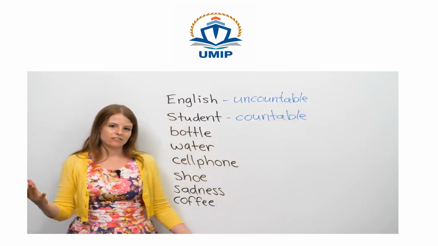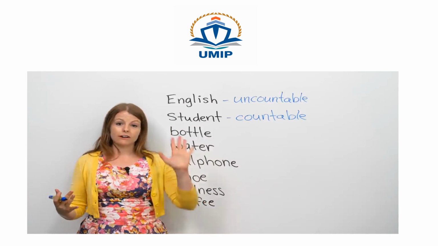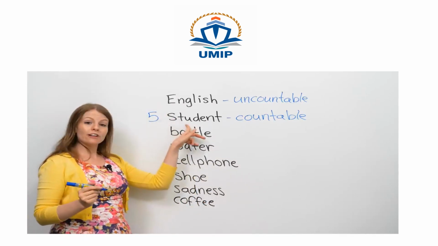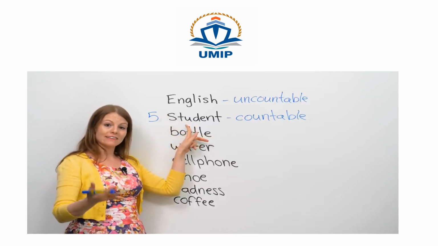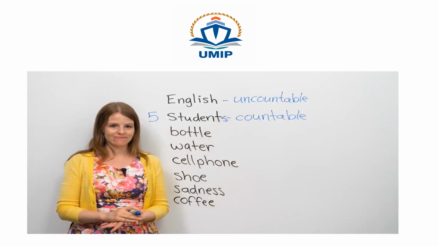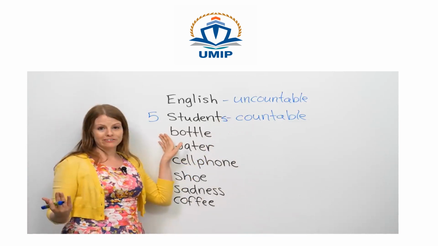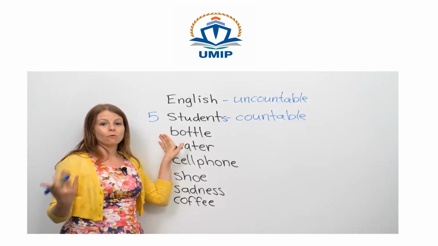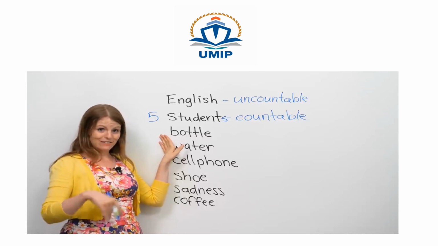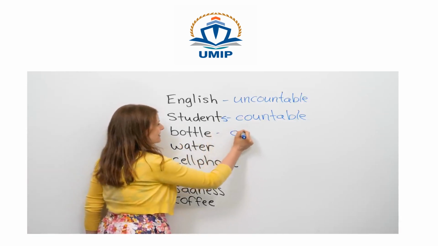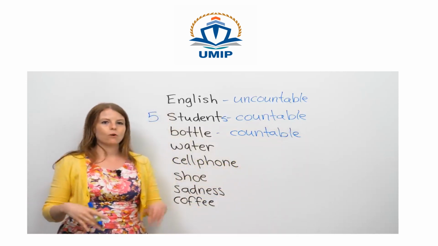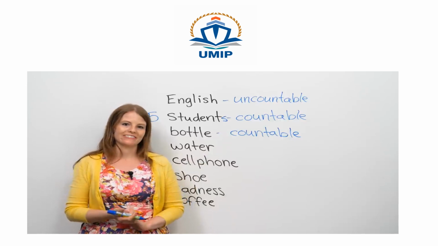So if I want to count students, maybe there are 5 students. So I could put a 5 here. And if there's more than one, what do I have to do with a countable noun? We add an S, students. What about this word, bottle? Okay, like a bottle of water. Can you count bottles? Yes, you can. So we consider bottles countable. I have 1 bottle. I have 5 bottles.